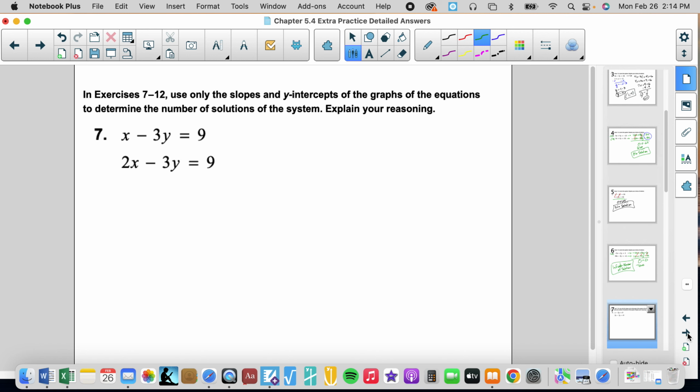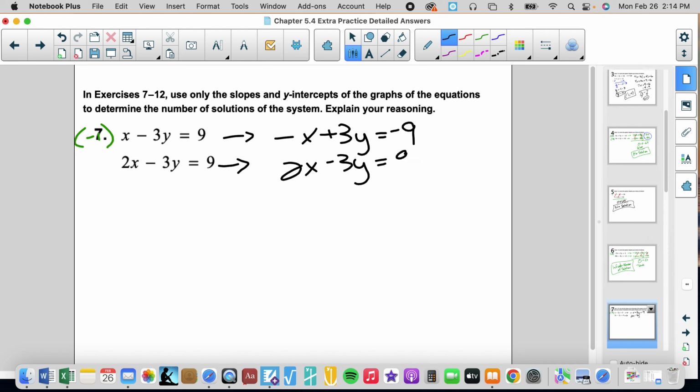I'm going to multiply the top by -1. I get -x plus 3y equals -9. Let's just bring that around. That's 2x minus 3y equals 9. That gives me x. These cancel, equals 0, which is an okay answer.